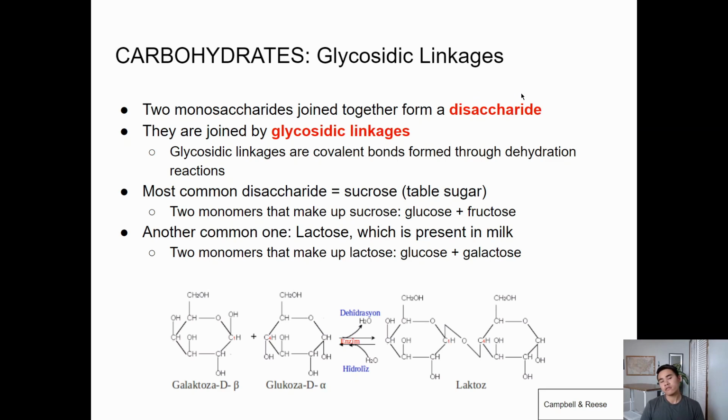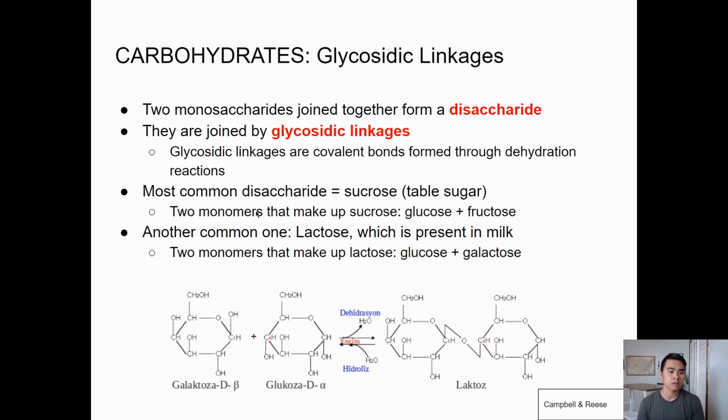And the type of covalent bond that carbohydrates form is called a glycosidic linkage. So remember when I said that covalent bonds form all of these different macromolecules, but they all have different names? This is the first one. So a glycosidic linkage is a covalent bond that is formed through a dehydration reaction. All of these are formed through dehydration reactions, but they all have different names and they all are covalent bonds.